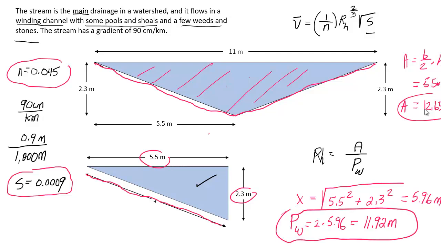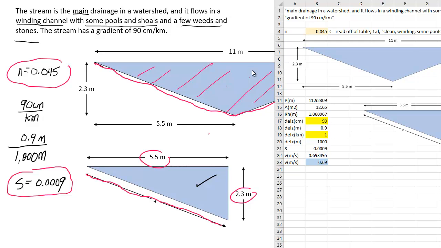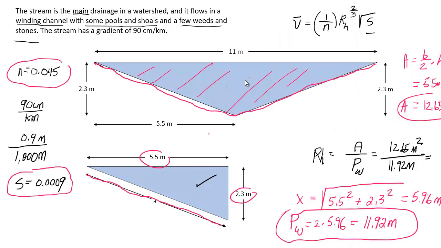And to get the hydraulic radius, we simply divide the area by the wetted perimeter, as I show here. So this is going to be equal to 12.65 square meters divided by 11.92 meters. You see it's going to be a little bit more than 1 meter, and the actual answer is 1.06 meters. So there you go.